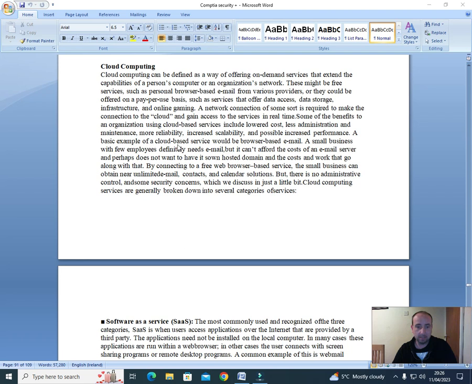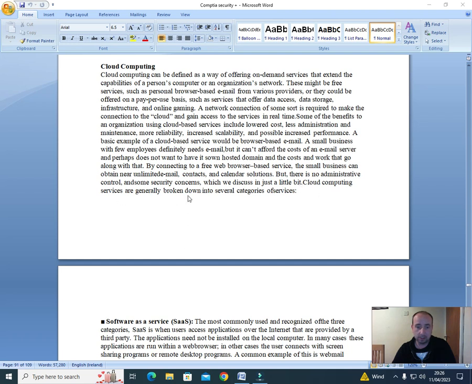A basic example of a cloud-based service would be browser-based email. A small business with few employees definitely needs email, but it can't afford the cost of an email server and perhaps does not want to have its own hosted domain and the costs and work that go along with that. By connecting to a free web browser-based service, the small business can obtain near unlimited email, contacts and calendar solutions. But there is no administrative control and some security concerns, which we discuss in just a little bit.